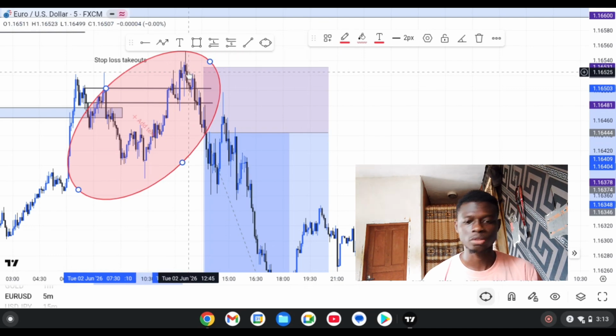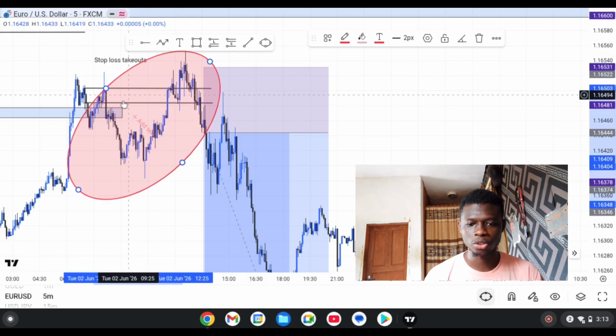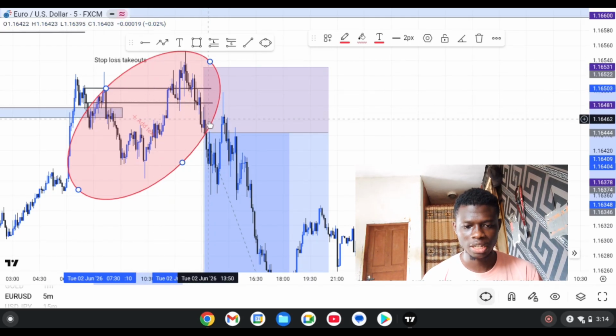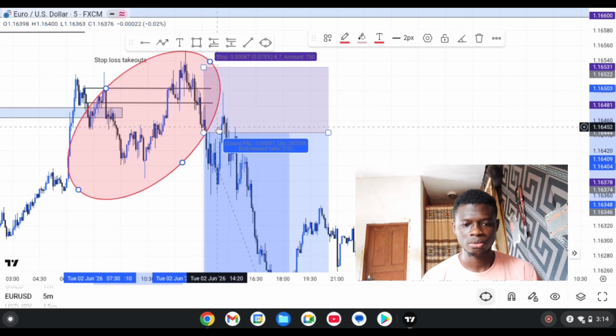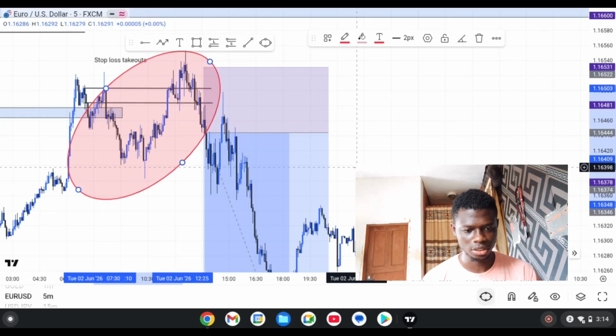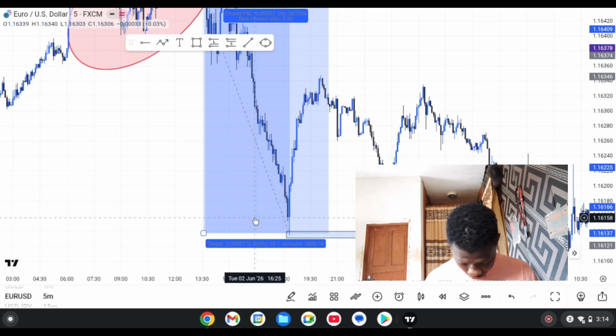Now, that's how institutions trade. So I waited for the market to come and manipulate. This is the manipulation phase. Then it took out people's stop loss. I waited for the market to drop, then I entered this trade around here. The market pushed back, then dished out this amazing trade. Full TP, nothing more, nothing less.